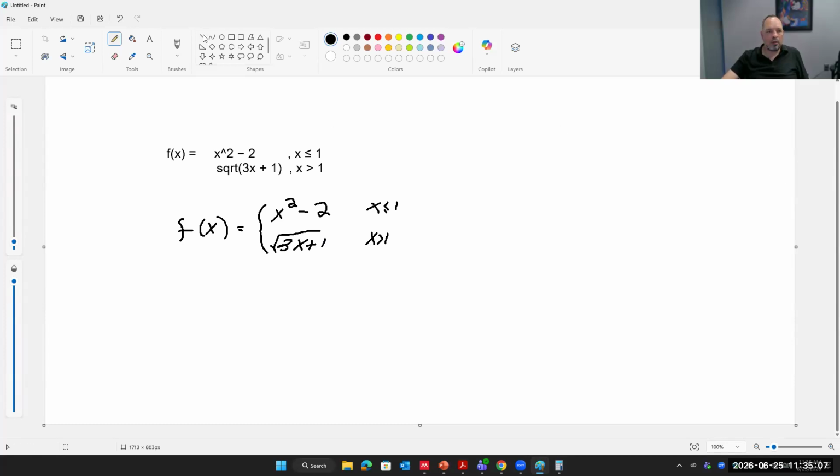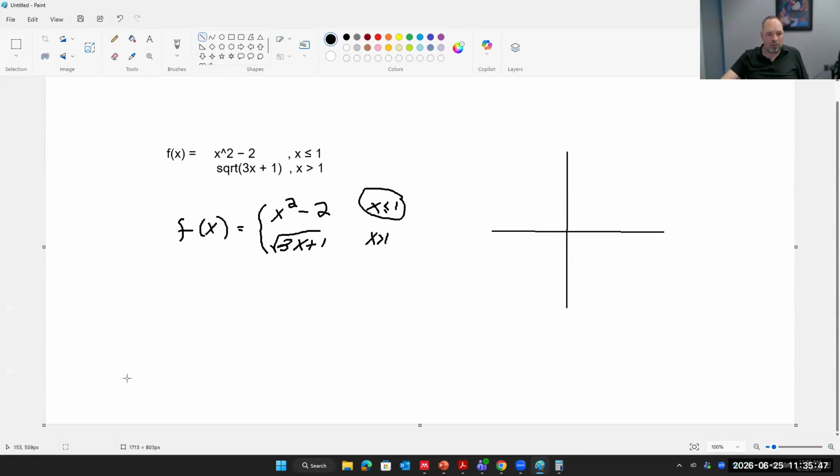So what I'm going to do on this one is begin the graph. And x squared minus 2 for specifically x less than 1. So let's see. I think the best thing would be maybe to make a table.